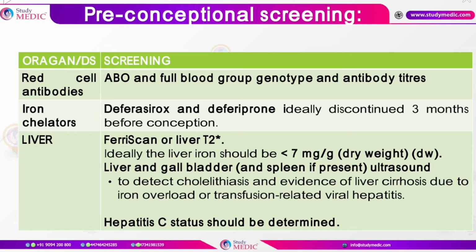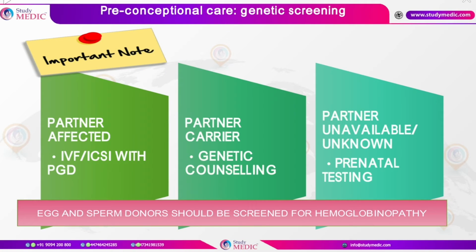Liver, gallbladder and spleen, if present, then ultrasound is required in order to detect cholelithiasis and evidence of liver cirrhosis due to iron overload or transfusion-related viral hepatitis. Hepatitis C status should be determined because this patient will be on recurrent transfusion, and hepatitis C can be transmitted. In terms of preconceptional care, genetic screening is required.